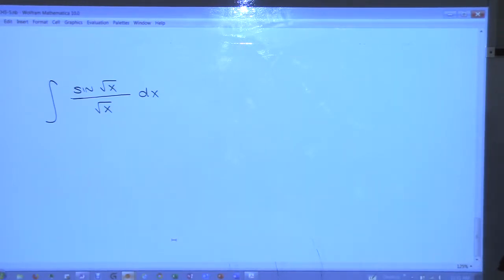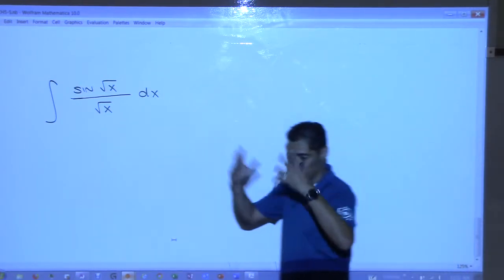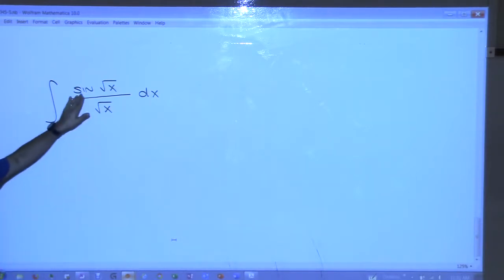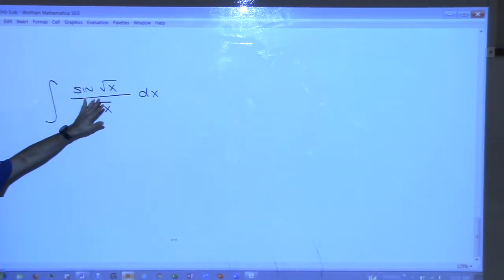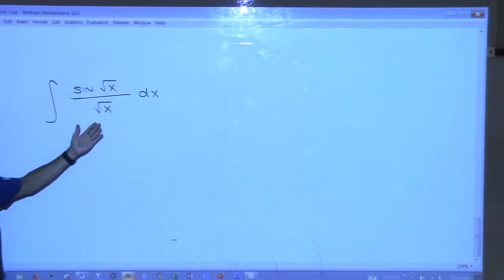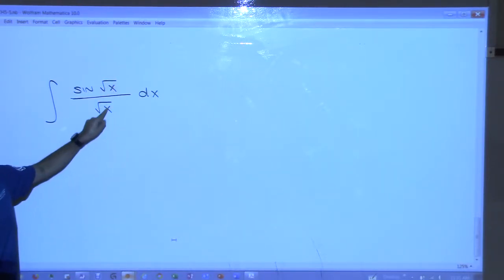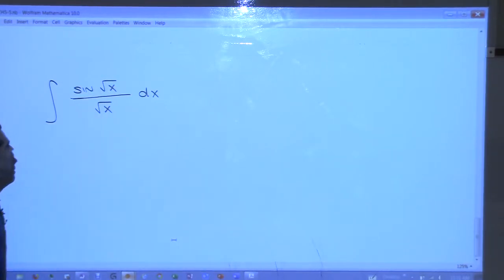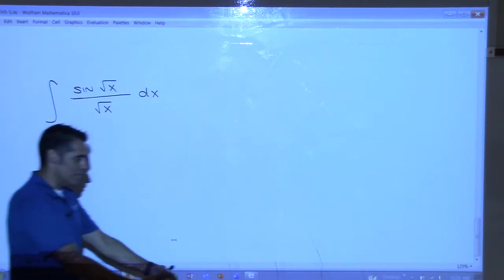First you run through and make sure it's not something you can do without substitution. You know what the antiderivative of sine of x is, but this isn't sine of x. It's sine of root x over root x, and we definitely can't cancel those. So substitution. Do you see something and its derivative?